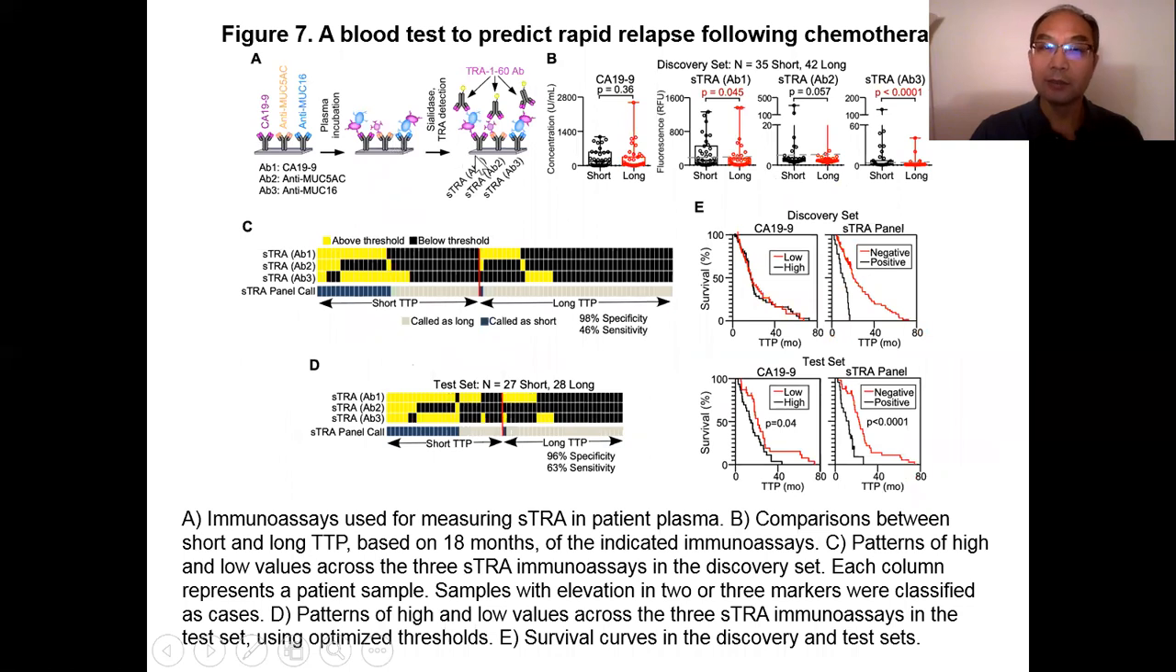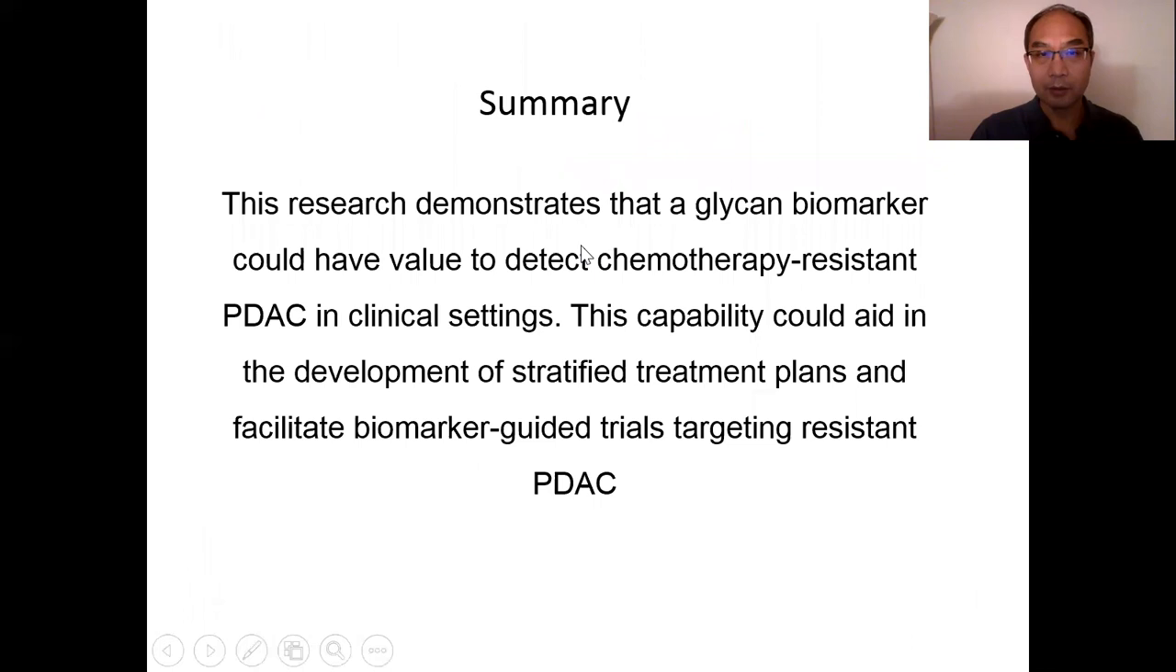And the blood test also indicates that short survival patients tend to have higher STRA, and the patient's blood have the higher STRA level tend to survive shorter. This research demonstrates that the Glycan biomarker could have value to detect chemotherapy-resistant PDAC in clinical setting.